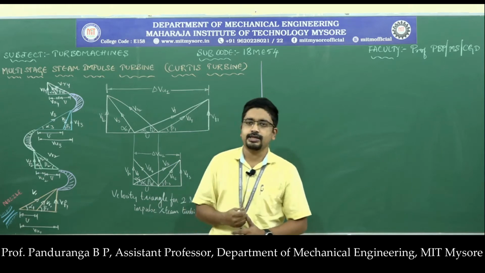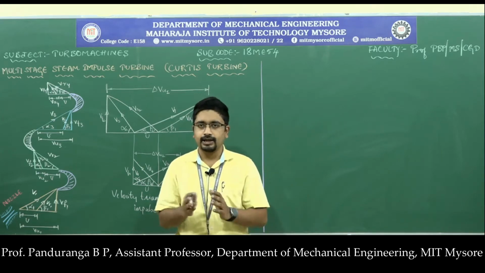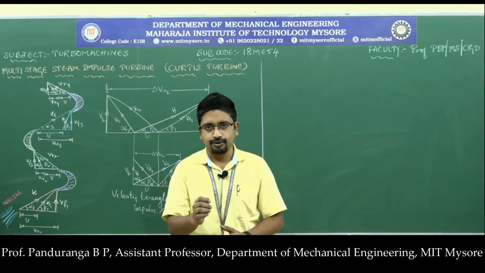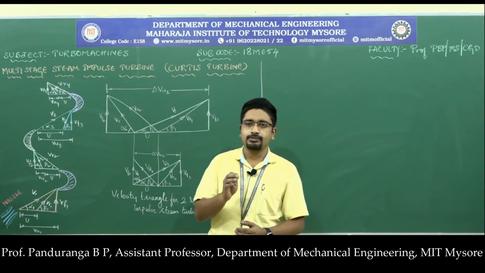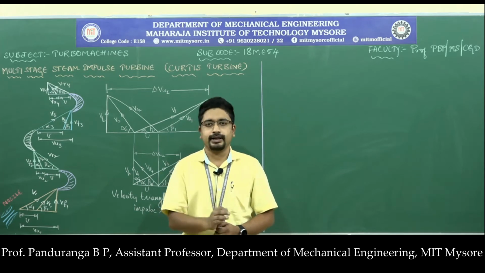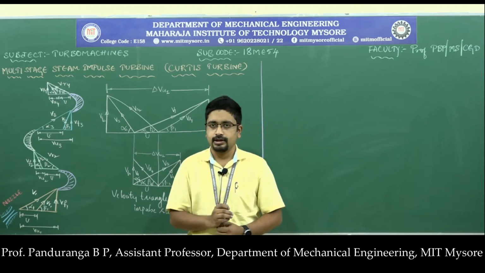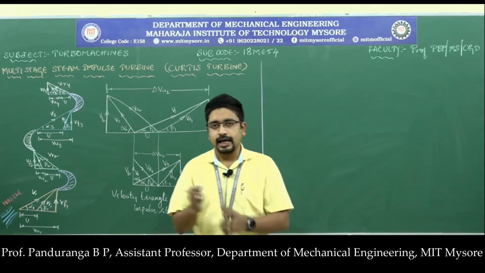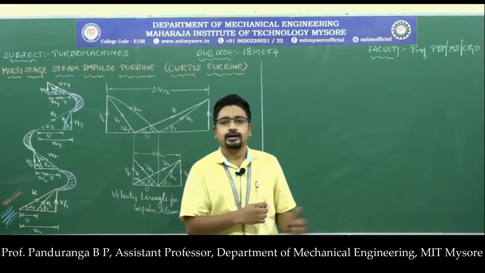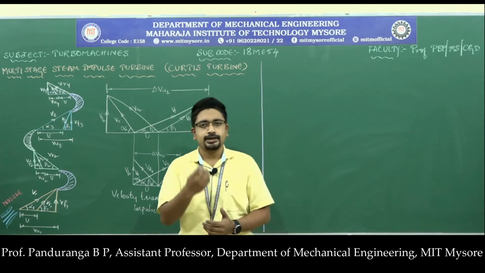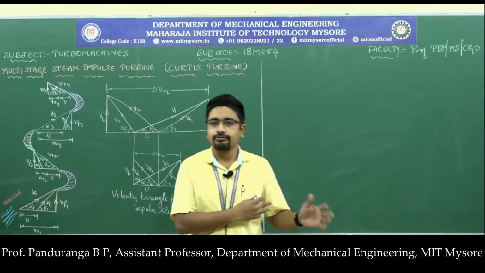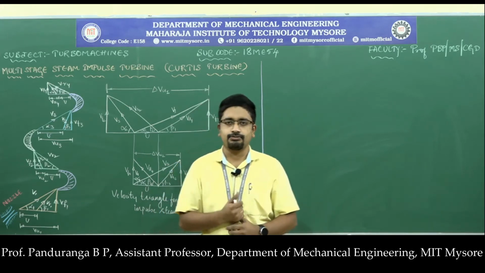So in the last class we have seen about compounding and have seen that there are three types of compounding. The first one is velocity compounding, where all the pressure energy will be converted into kinetic energy in the nozzle itself. As the steam passes through different sets of moving blades, the kinetic energy of the steam will be absorbed by each row of moving blade. So that is velocity compounding.